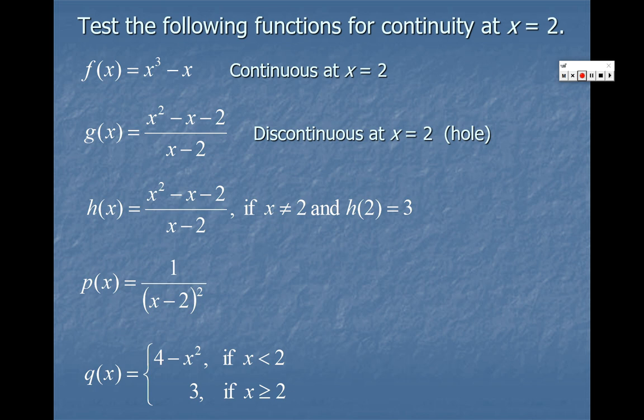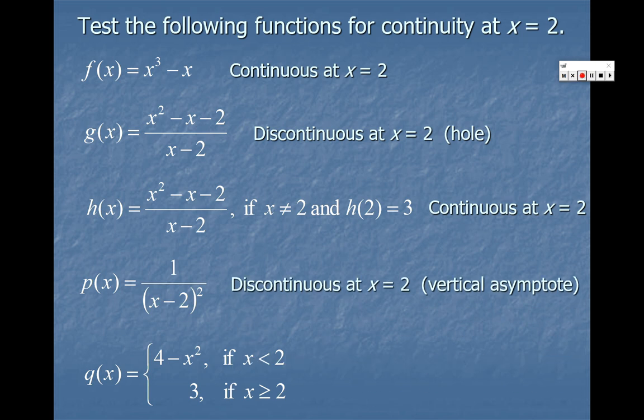If we define the point h at 2 equals 3, we can fix the hole. We can go back to this function and say, instead of it being a hole at 2, 3, I can actually put a point at 2, 3, and now it's continuous. So it would be continuous at x equals 2. This one's vertical asymptote.